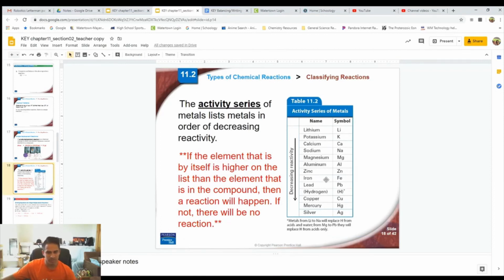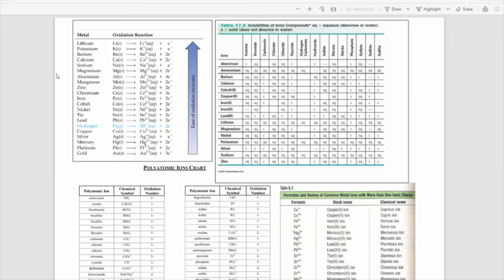So if you look at this, this isn't going to help you. And if we look on the activity series on the back of our periodic table, there also is no chlorine and no bromine. So you might be asking, well, what do we do then? How are we going to determine whether this happens or not?